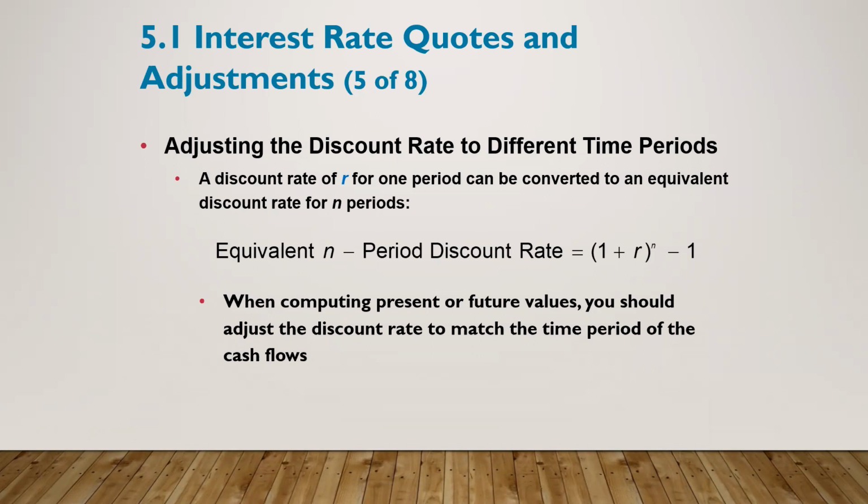A discount rate of R for 1 period can be converted to an equivalent discount rate for N periods. So the equivalent N-period discount rate is equal to (1 plus R) to the N power minus 1. So when computing present or future values, you should adjust the discount rate to match the time period of the cash flows.